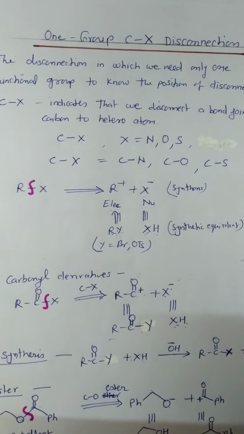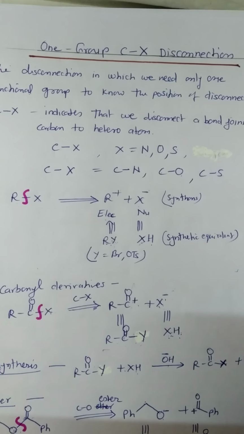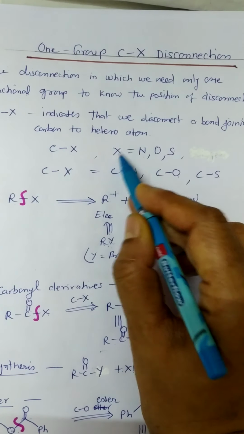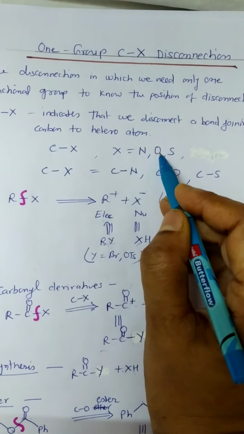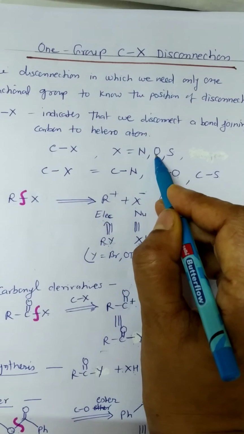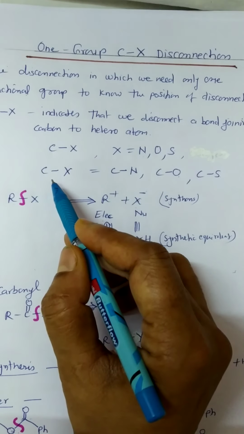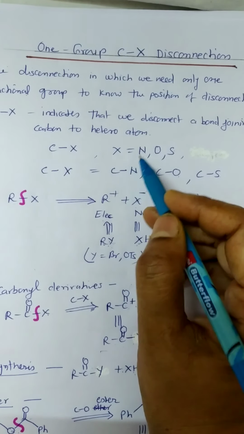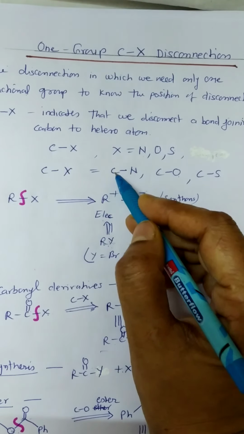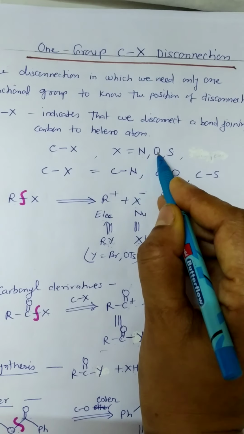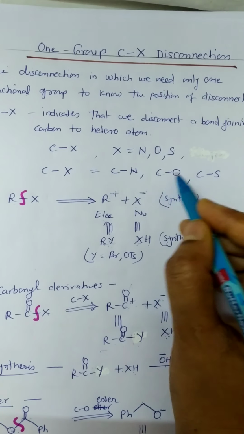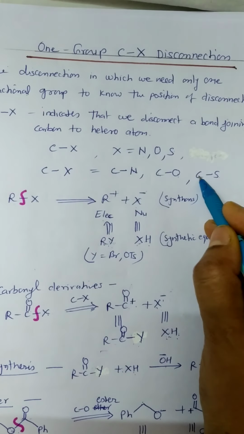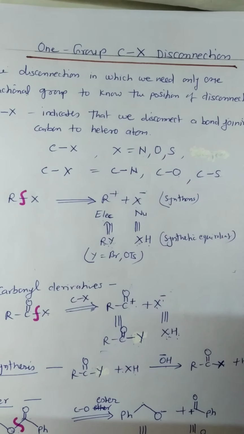The C-X indicates that we disconnect a bond joining carbon to a heteroatom. Here X may be nitrogen or sulfur or oxygen. If the heteroatom nitrogen is present, the disconnection is known as C-N disconnection. When oxygen is present, the disconnection is known as C-O disconnection, and when sulfur is present, then the disconnection is known as C-S disconnection.